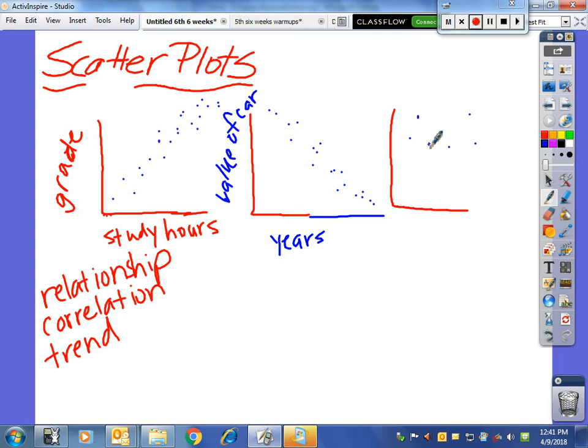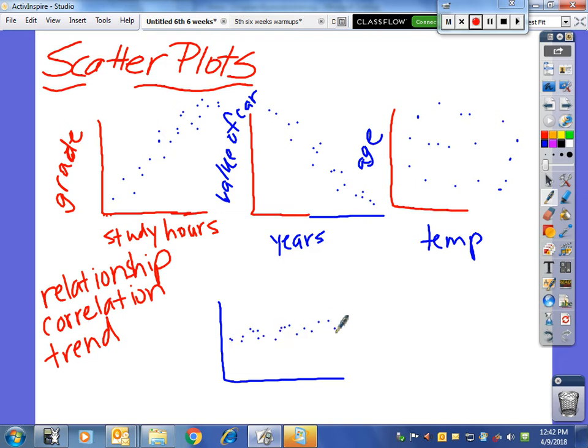And then you can have data that really has no relationship. How about temperature and age? The temperature outside and the age of the kids in the school. Is that going to have a relationship? Also, sometimes if you see data that lines up in a horizontal or vertical line, that's also no relationship. If they're scattered all over the place, or if it's completely horizontal or completely vertical, there's no relationship there.